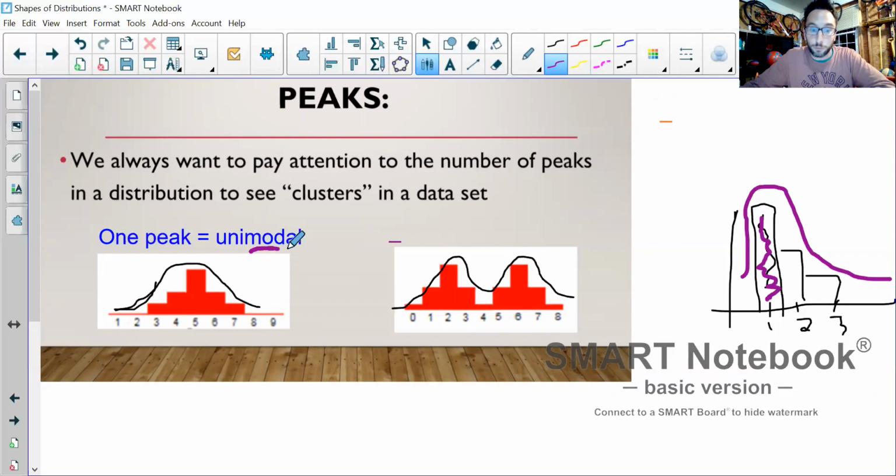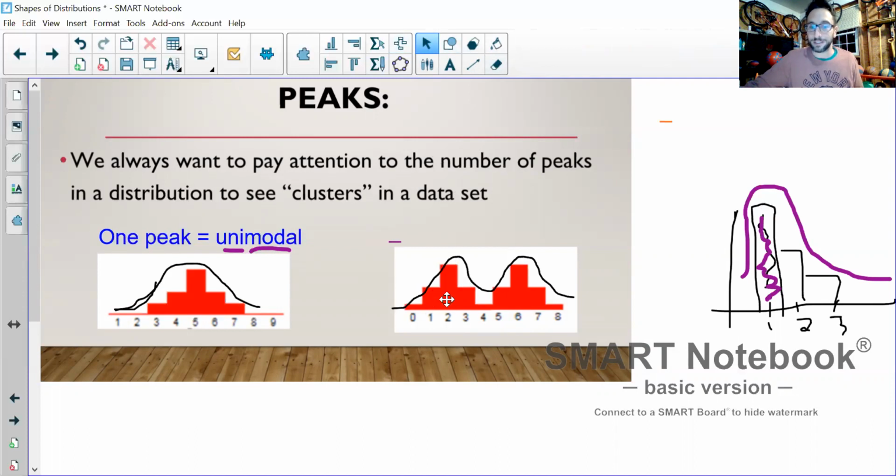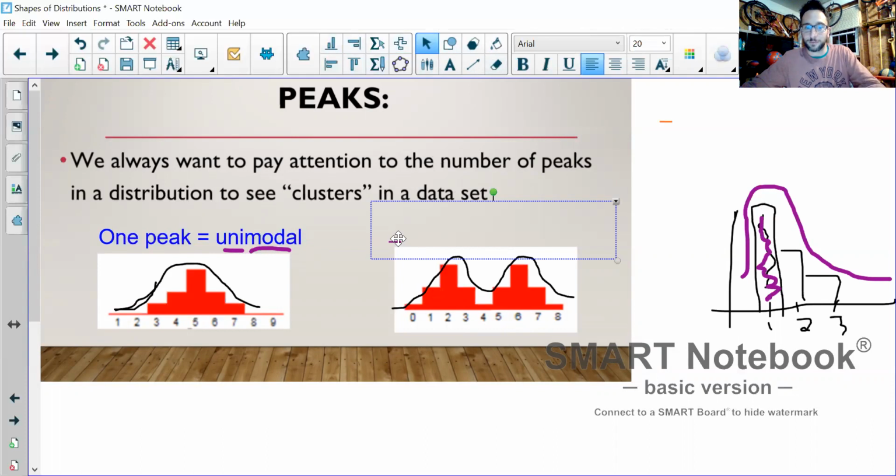So that's why we're using this word modal. Uni: one mode, one peak, one tall bin, one bump in the graph. I bet you can guess what this one's called. What do you think we call it if we have two high peaks in our graph? As I'm sure you would guess, we're going to call it bimodal.